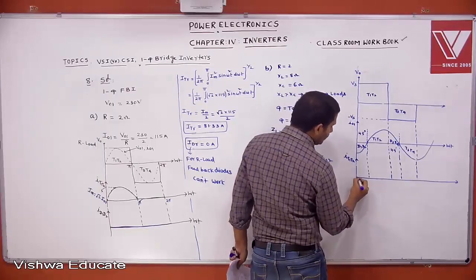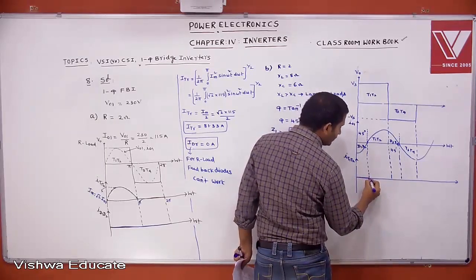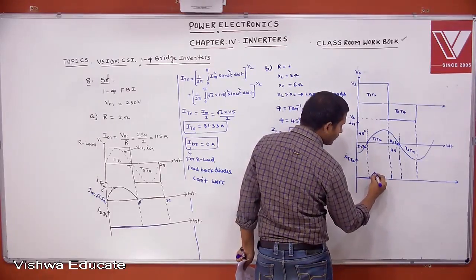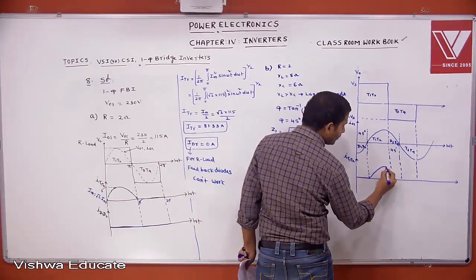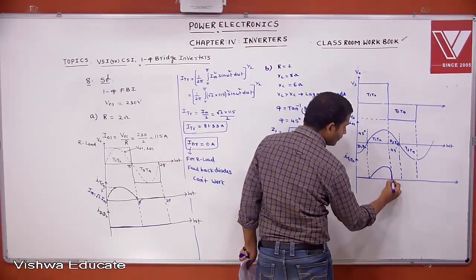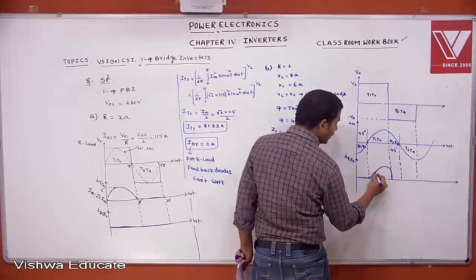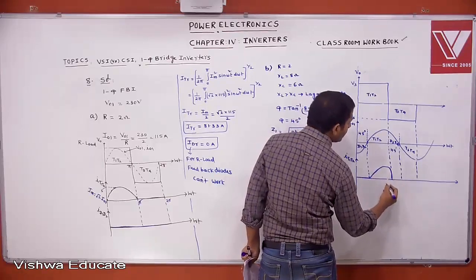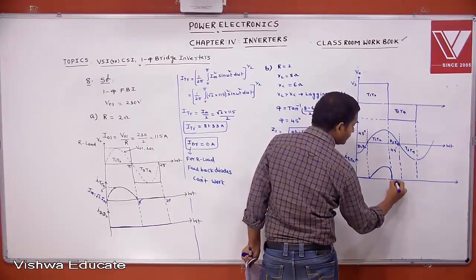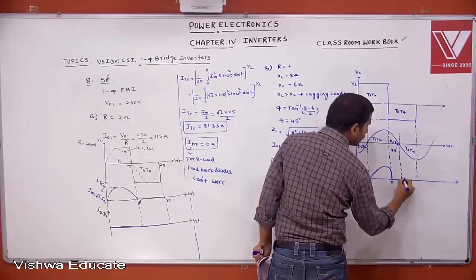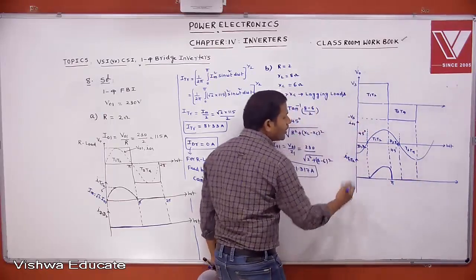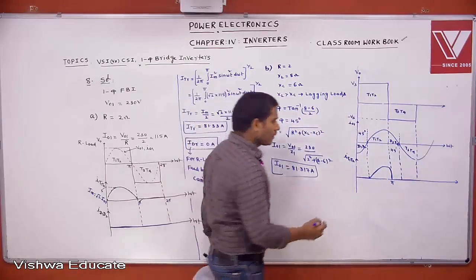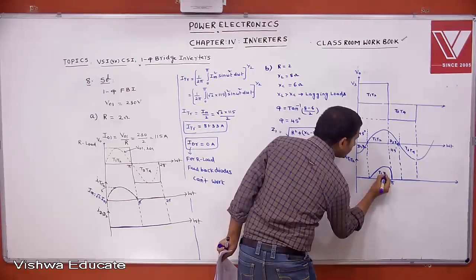Then what is the current waveform? Here T1, T2 is conducting. This is phi. Remaining, there is no conduction of T1, T2. I am talking about with respect to T1, T2. Okay, this is T1, T2.